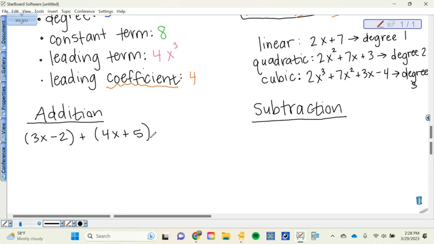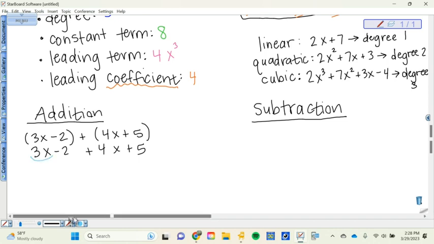Something like this. What did we say yesterday was the first step when we're adding polynomials? Remove the parentheses. So it's 3x minus 2 plus 4x plus 5. Simple enough. What's my next step gonna be? Yeah, we gotta look for our like terms. So just start from the left and work our way right.